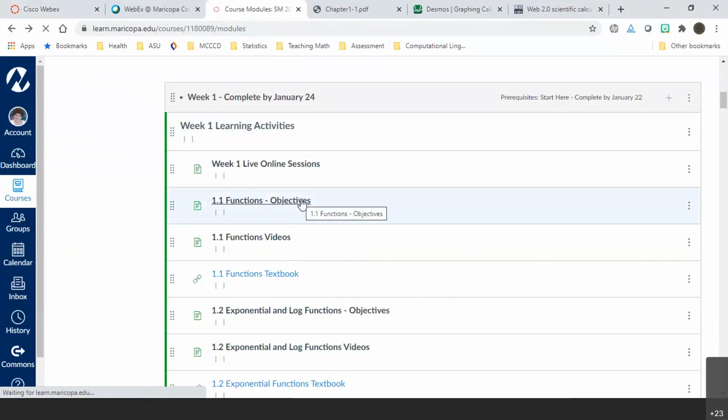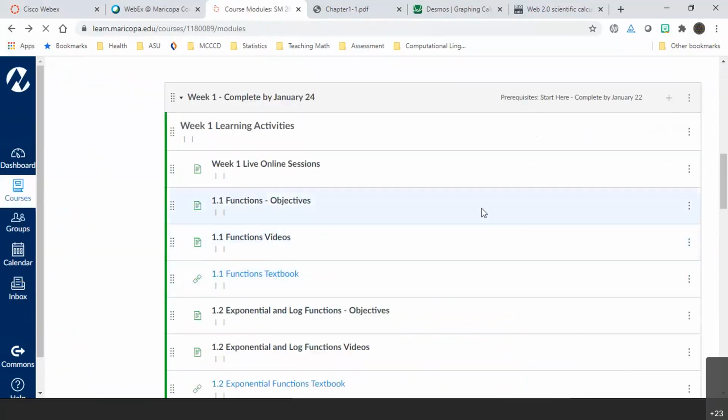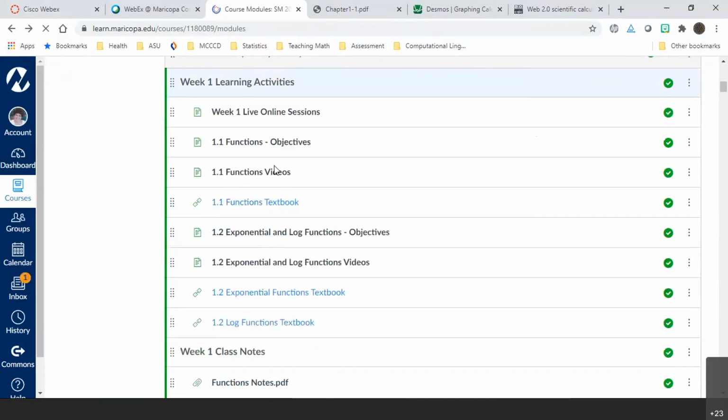Okay, so again, these objectives tell you what it is we're going to be covering. Define a function, determine if something's a function, evaluate them, look at basic toolkit functions, and look at domain and range, as well as review interval notation, which again, I'm assuming the majority of you saw in college algebra. And if not, you can always request more support material. There's a video list that you can look at to kind of help you through the topics.